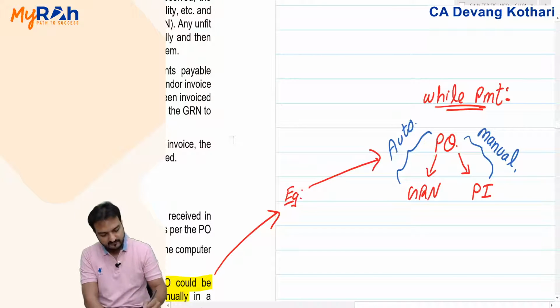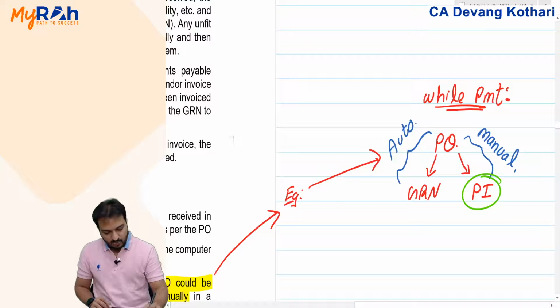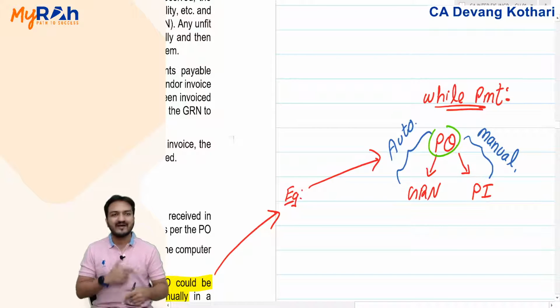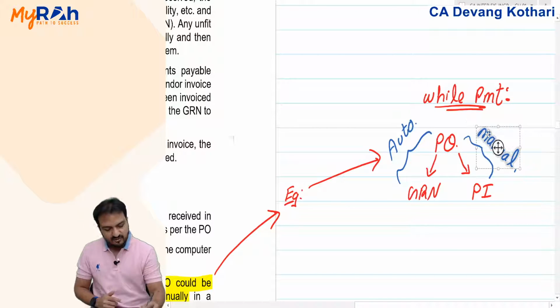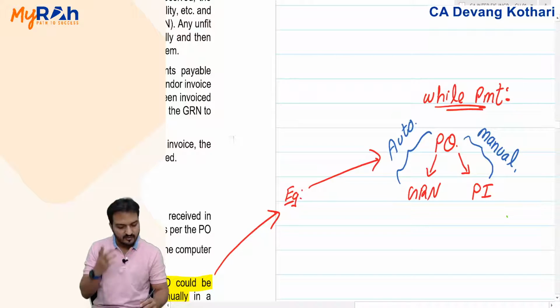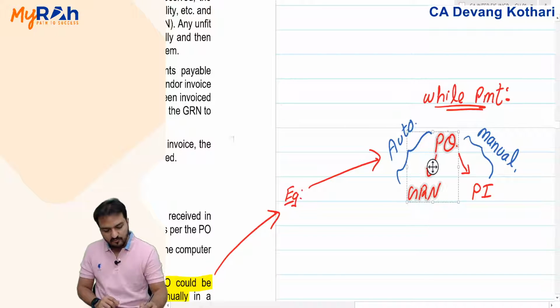match. But the purchase invoice comes from the supplier. It is not my internal document. So whether the purchase invoice contains details same as the purchase order or not, it cannot be automatically checked. It has to be manually checked. Yes. So in the case of purchase invoice with purchase order, you might have to do manual checking. But for comparing PO and GRN, there might be automated checking.